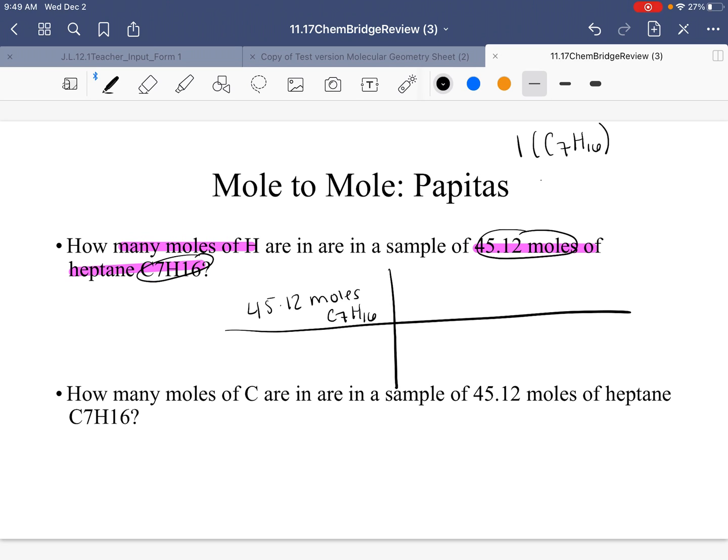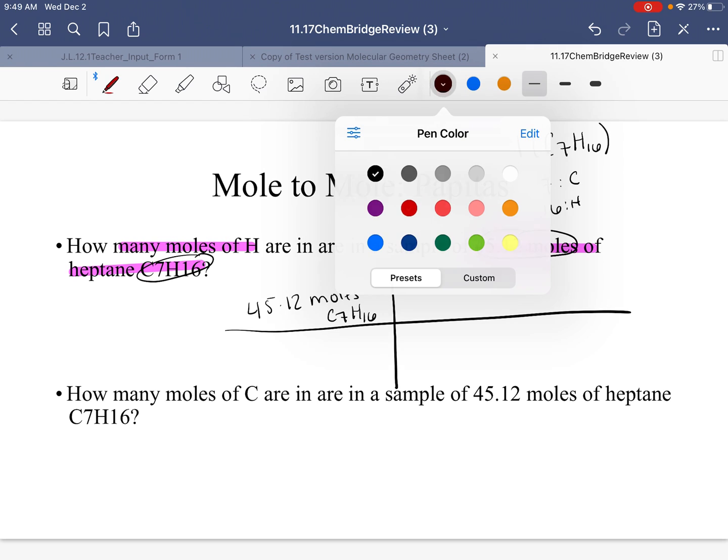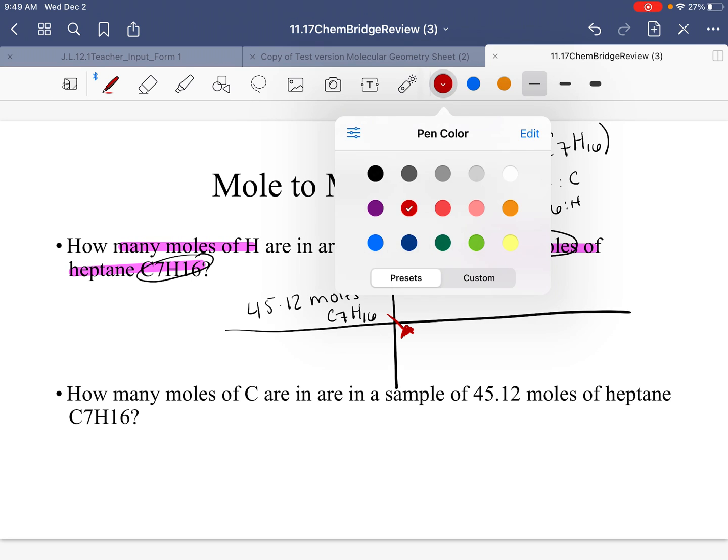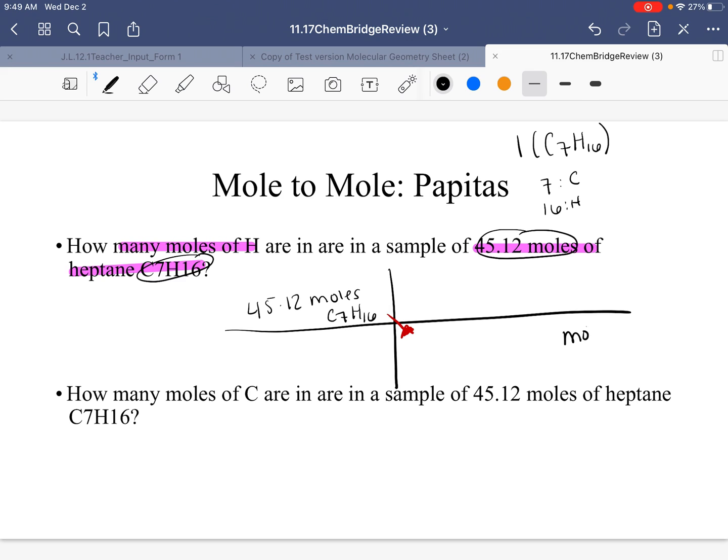So for every 1 heptane, I have 7 carbon and I have 16 hydrogen. I know the concept may be a little bit difficult for some, but just know for every 1 heptane, I have 7 carbon and I have 16 hydrogen. So this is going to help me, guys. Remember, we write our units across to cross out. So because I have moles of heptane there, in order for it to cancel out, I'm going to have moles of heptane here. So again, I know for 1 mole of heptane, I have 16 moles of hydrogen, right?